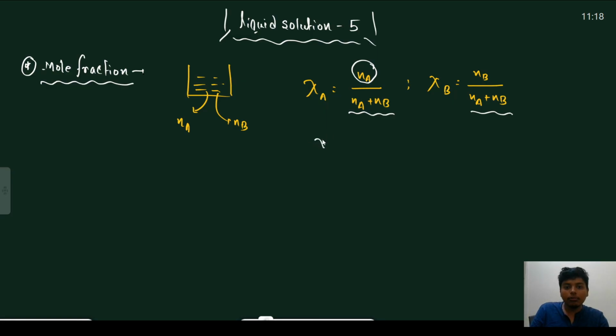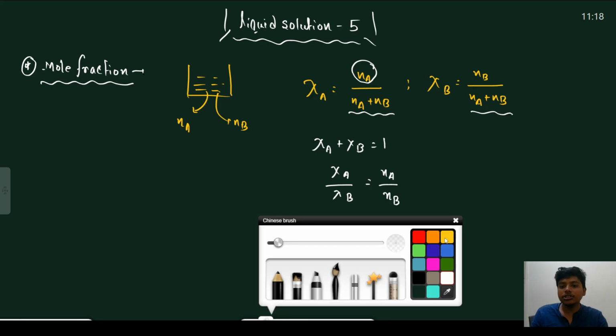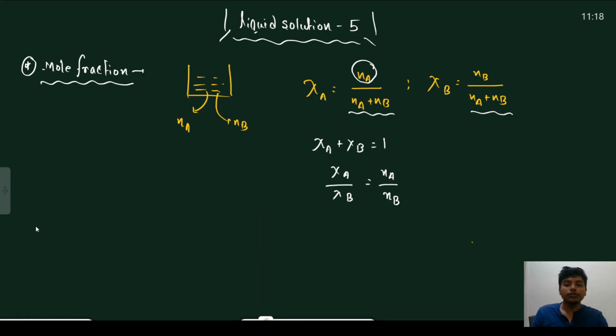Another thing I told, that the sum of the mole fractions of the components will be equal to 1, and the ratio of mole fractions will be equal to the ratio of the number of moles, right?